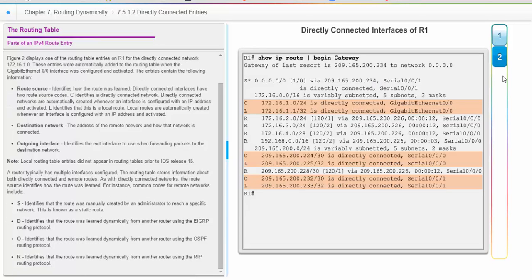Now in our routing table, we can see different lettering over to the left. That's our route source. The S identifies that the route was manually created. It's a static route. D identifies the route was learned dynamically from another router using EIGRP. O identifies the route was learned dynamically from another router using OSPF, and R indicates that it was learned using RIP.